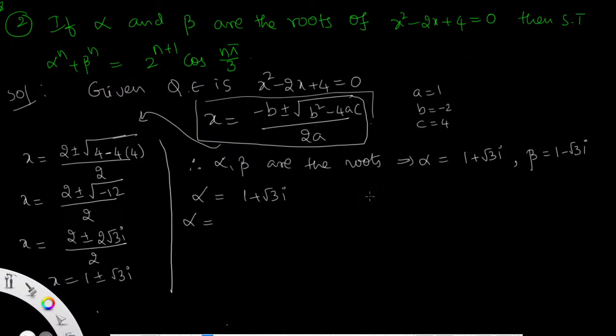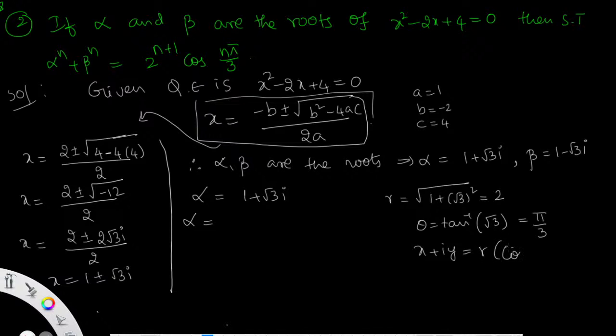r equal to what we have to do? r equal to root over x square plus y square, that is you get 2. Theta equal to tan inverse of y by x, tan inverse of root 3, nothing but pi by 3. So theta equal to pi by 3 and r equal to 2. Now write x plus iy as r into cos theta plus i sin theta form. This is modulus amplitude form.